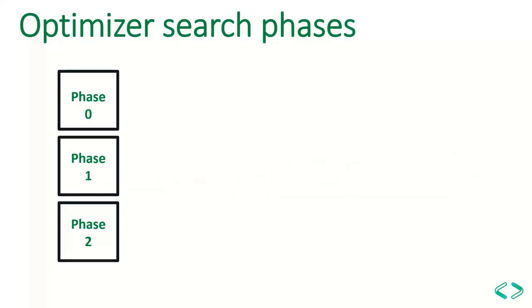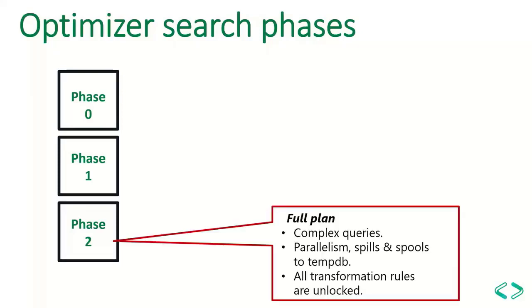What happens with phase 0 and phase 1 is that the optimizer takes the query we submit and compares it with already existing execution shapes. If it finds a good enough plan there, it will grab that execution plan. But that is not the case with phase 2. Phase 2 is also known as the full plan. Full plans are generated for more complicated queries. Most of the parallelism and spills to TempDB happen at this phase.